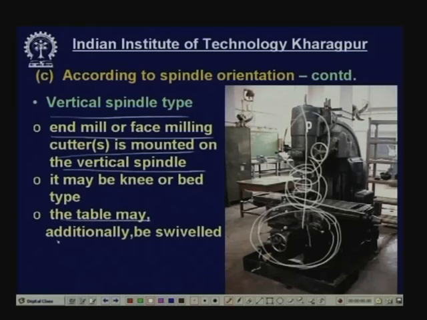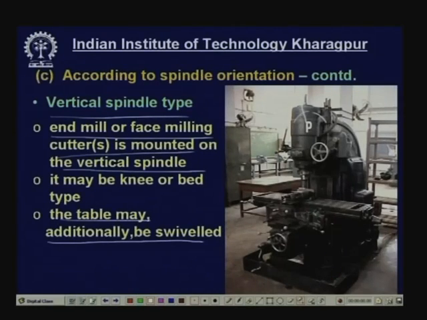The table may have one additional swiveling movement. This can also have some swiveling movement. This table can be slightly rotated about this vertical axis, say within plus minus 30 degrees. That improves the workability of the machine.